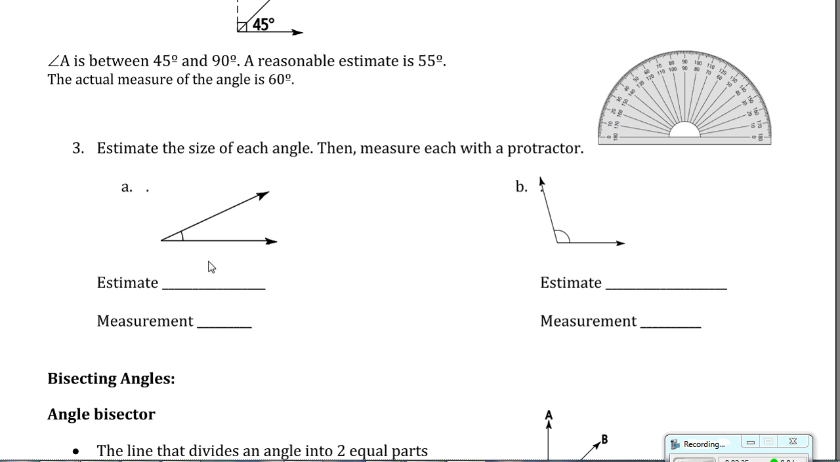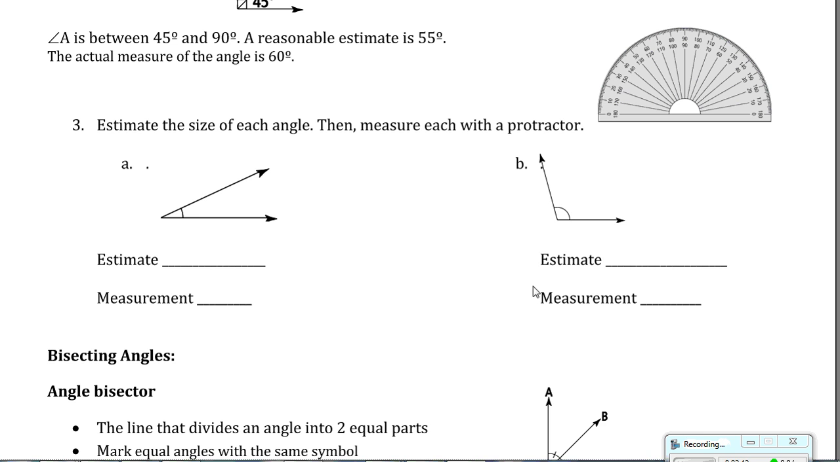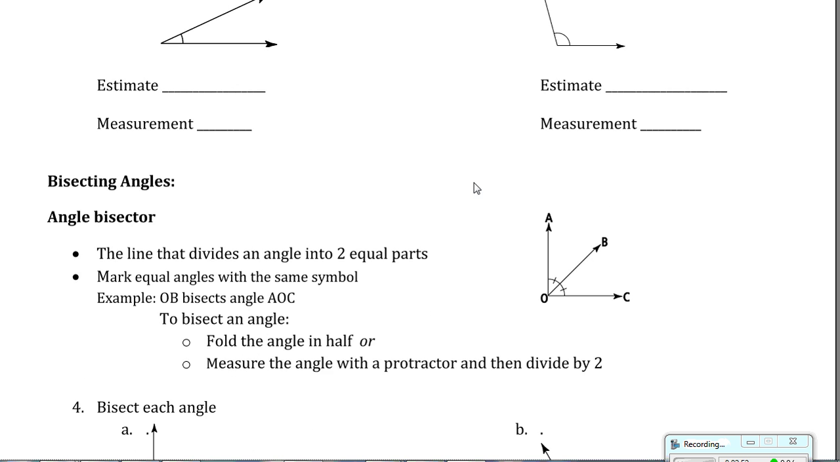So I'm going to ask you to actually measure these with your protractor, and we can check them together in class. But try to estimate them first. Keep in mind that A is an acute angle, so we think an acute angle should be less than 90 degrees, and B is an obtuse angle, and so it should be greater than 90 degrees.